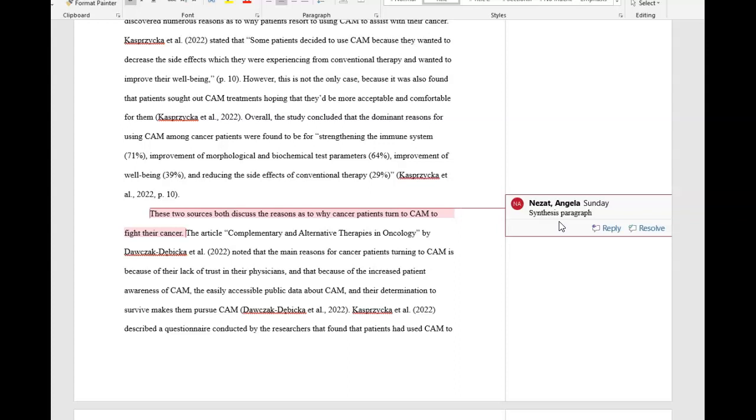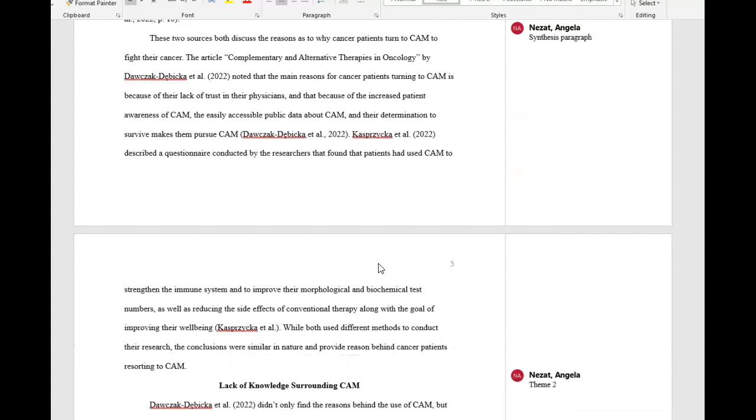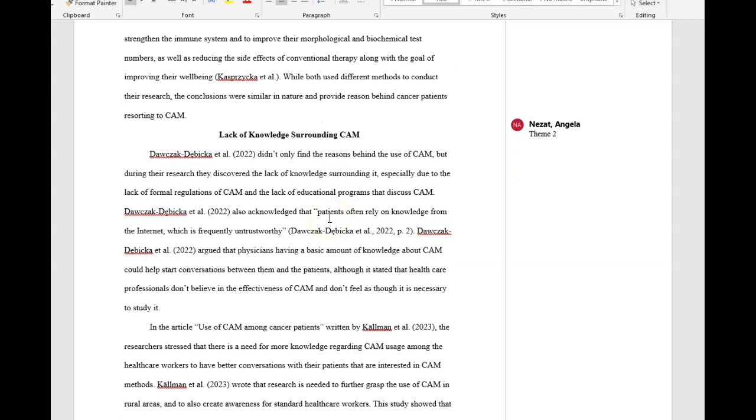The student writer in this case very clearly signals that this is going to be my synthesis paragraph, because they write the 2 sources both discuss the reasons as to why cancer patients turn to CAM to fight cancer. And then the student goes on to explain how they are similar in this particular topic. So then we move to the second concept, same principle.